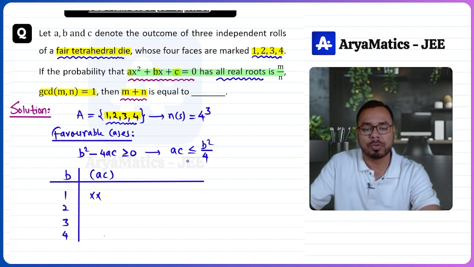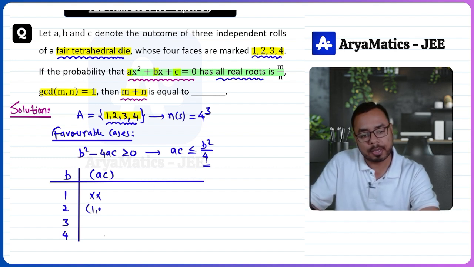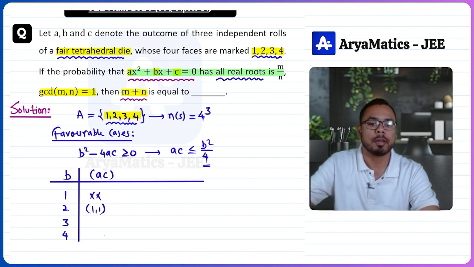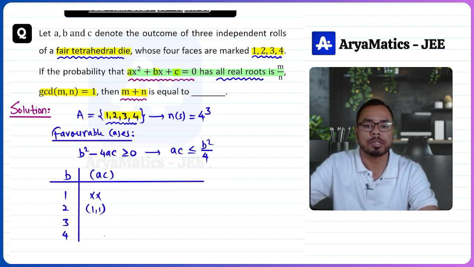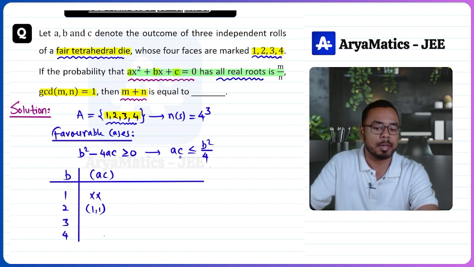If I take B as 2, then the condition will be, from here you can see that if B is 2, AC must be less than or equal to 1. So that means there is only one possibility: A is 1 and C is 1. Only when both A and C are 1 and 1, then AC will be equal to 1, and we can satisfy this condition.